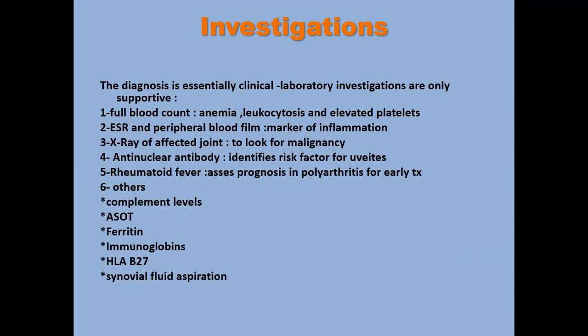Investigation: the diagnosis is essentially clinical. Laboratory investigations are only supportive. First we do a full blood count to look for anemia, leukocytosis, and elevated platelets. We do ESR and peripheral blood film, which are markers of inflammation. X-ray of the affected joint, looking for malignancy. Antinuclear antibody identifies risk factors for uveitis. Rheumatoid factor assesses the prognosis in polyarthritis for early treatment. Others include complement assay, ASO titer, ferritin level, immunoglobulins, HLA-B27, and synovial fluid aspiration.